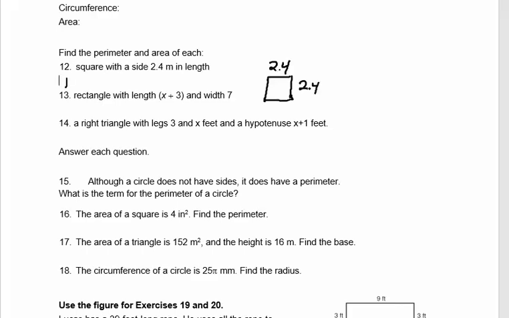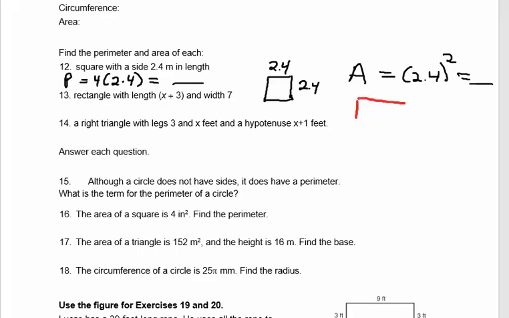Well, I know that the perimeter is equal to 4 times the side length of a square. So whatever that is. And the area is equal to 2.4 times 2.4, or 2.4 squared. So I can figure out what that is. In 13, let's do a sketch of our rectangle. We have a rectangle that is a length of x plus 3 and a width of 7. So for the perimeter, you're just going to add the 7 plus x plus 3 plus 7 plus x plus 3.